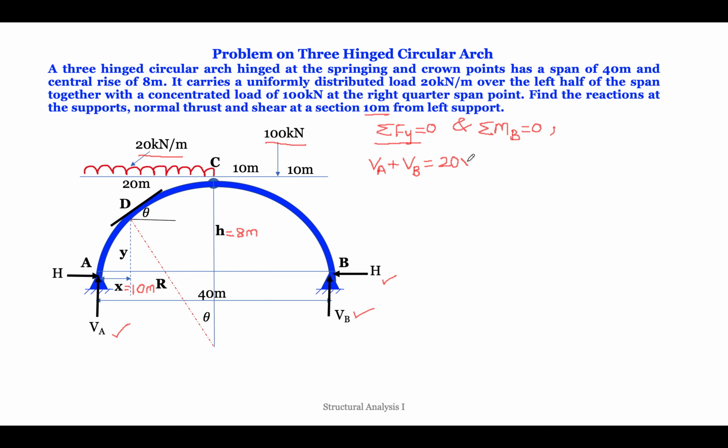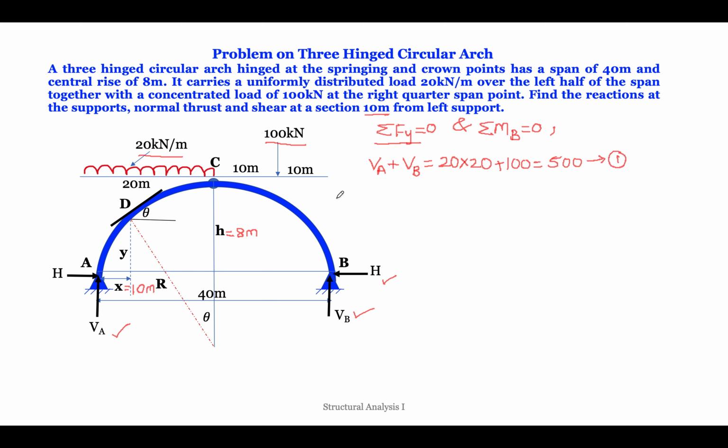So when we multiply this kilonewton per meter with the span, because this load is acting over this span only, how are we going to calculate? That is 20 into 20. That is one load, plus there is a 100 kilonewton load. Let us add this. It makes 20 into 20, 400, plus 100, so it is 500. So our vertical reaction equation is VA plus VB is equal to 500. Let us name it as equation number 1.